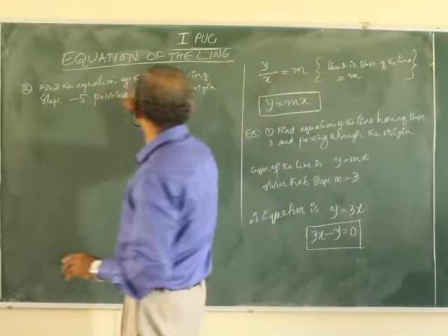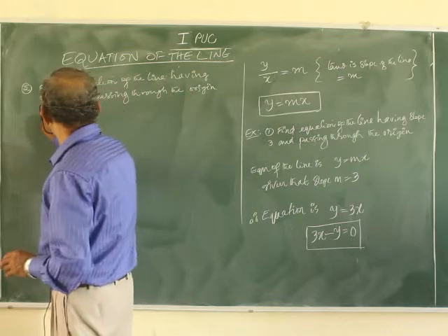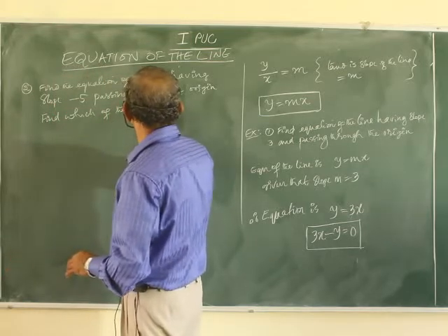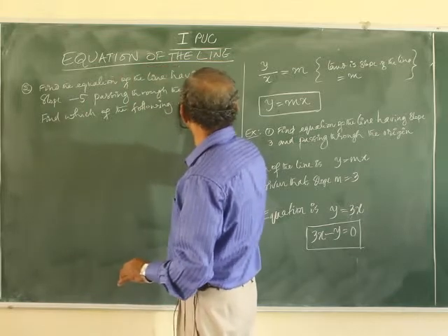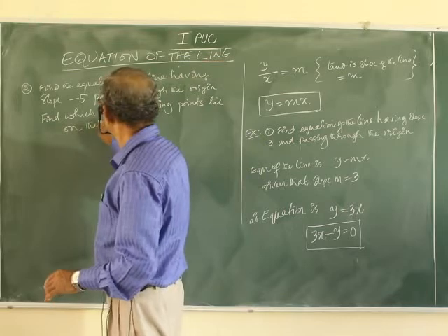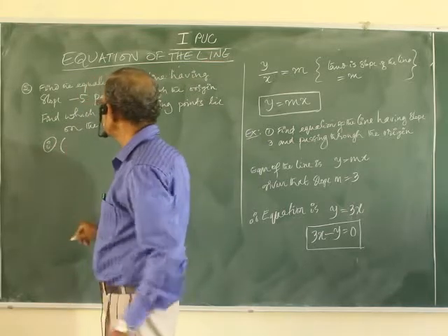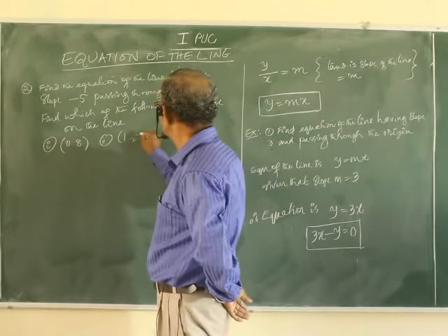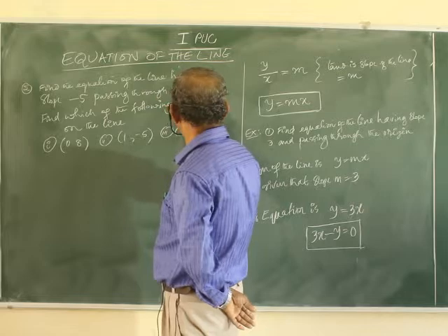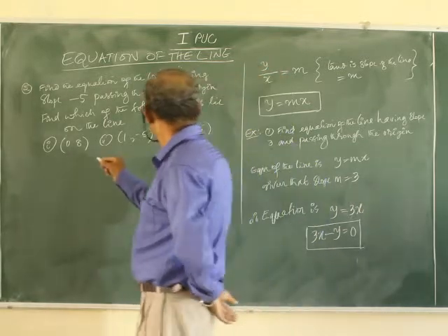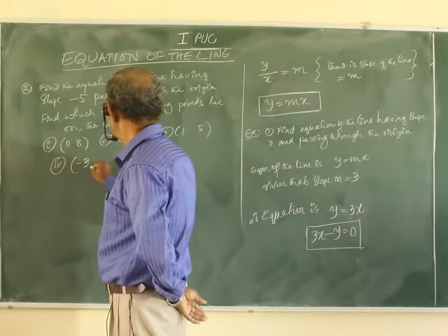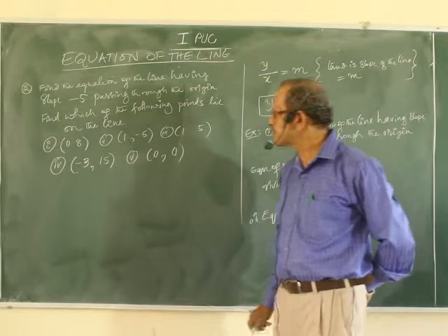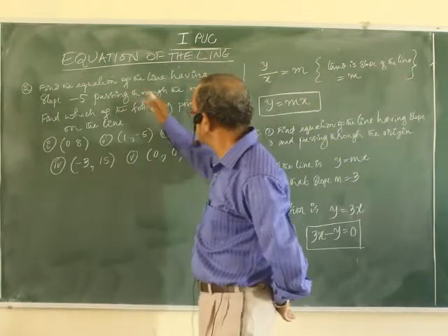Let me include one more point here. Equation of the line passing through the origin. Find which of the following points lie on the line. 0, 8; 1, minus 5; 1, 5; minus 3, 15; last one, 0, 0. Up to here it's the same question.